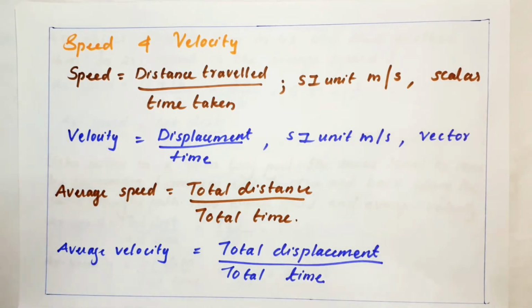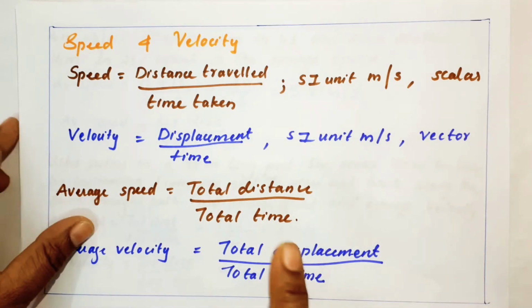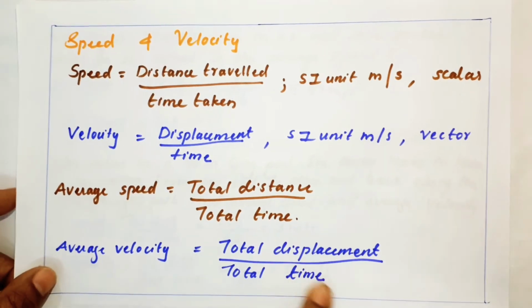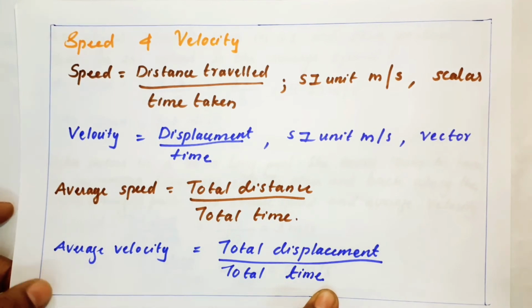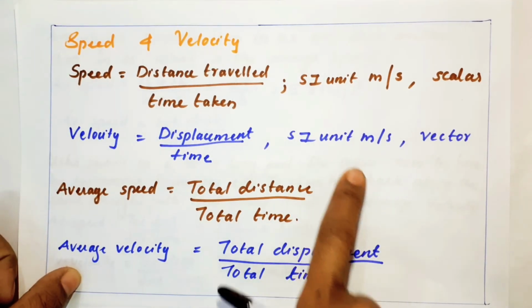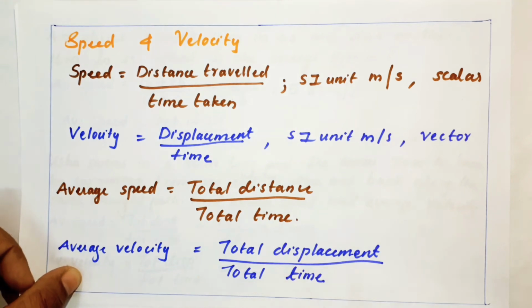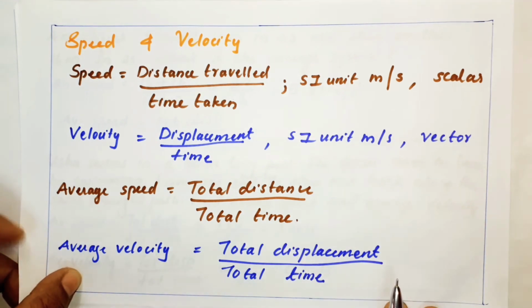So in shortcut form, I have written it in the form of equations. If you want to tell a definition for that, velocity is nothing but rate of change of displacement. Speed is nothing but rate of change of distance. Average speed is the ratio of the total distance to total time. Average velocity is the ratio of total displacement by total time taken. Here also we can tell in terms of scalar and vector quantities, units remain the same.